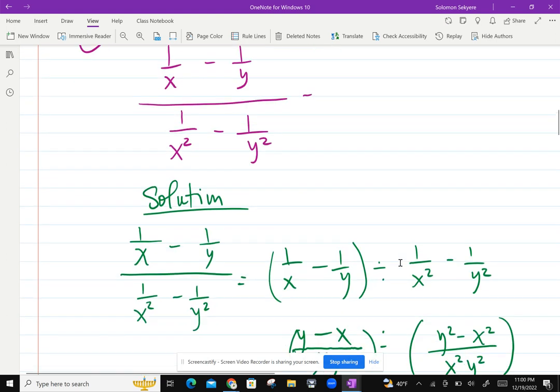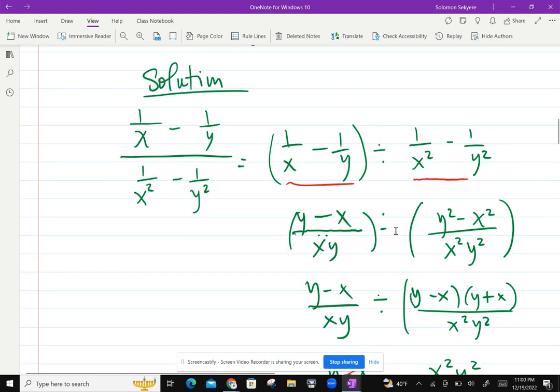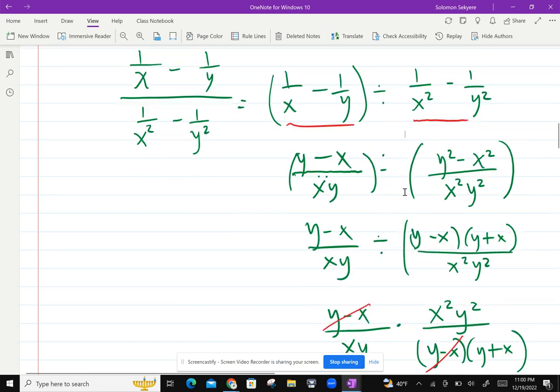Again, I say rewrite this whole thing as this, and then proceed to simplify each side. So 1 over x minus 1 over y. How do you do that? What's the LCM? The LCM is x times y, right? You take your xy and divide it by the x, you get y. You take your xy divided by the y, you get your x. So that's simplified. Now you go over here.